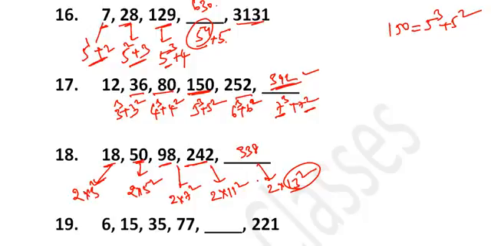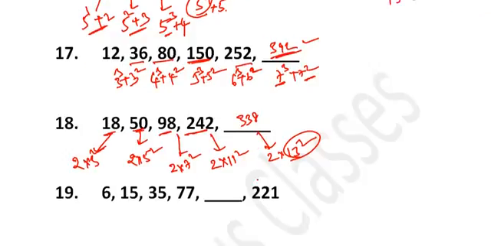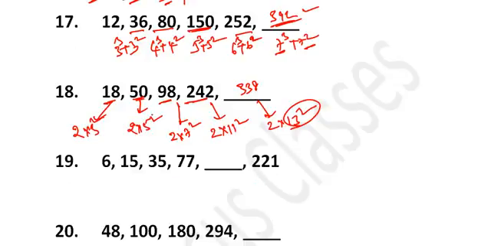What is given? That is 19th problem. Just think of this problem. This is again an important problem. So what is there in this problem? Yeah, the problem is given like this: 6, 15, 35, 77, 221. So this is very simple logic, friends. 77 you can write it as 7 into 11, and 35 you can write it as 5 into 7, and 15 you can write it as 3 into 5, 6 you can write it as 2 into 3.